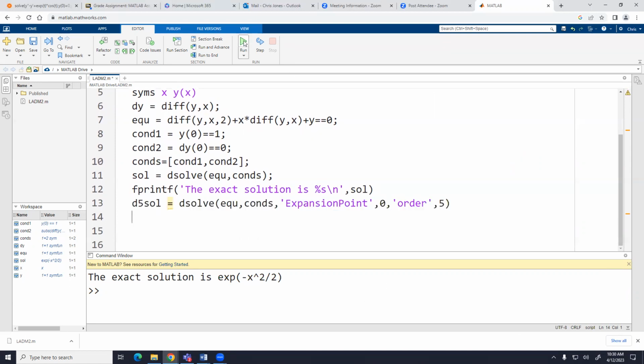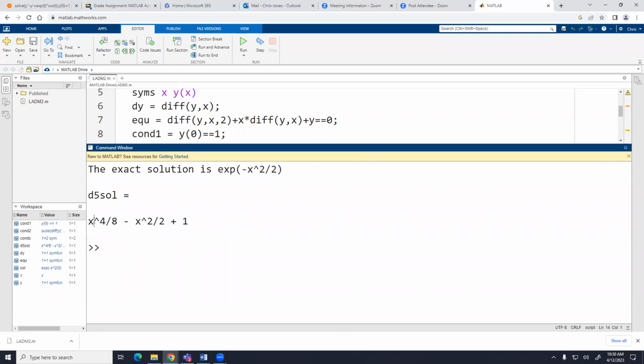Let me raise this up a little bit. It gives us x to the 4th over 8, x squared over 2 plus 1. Where's the 5th degree? Because I said degree 5.